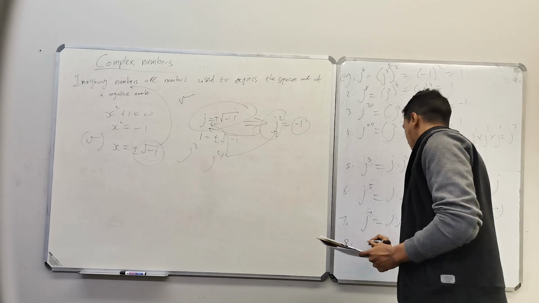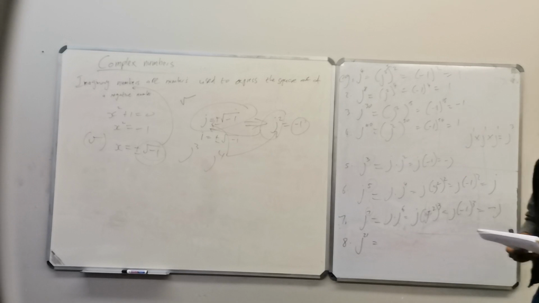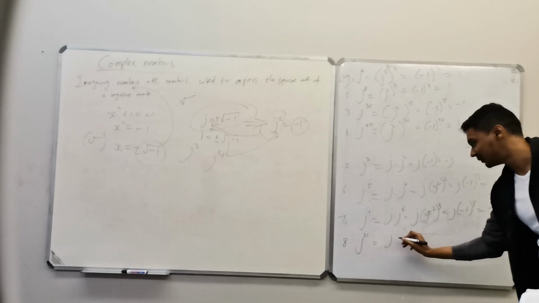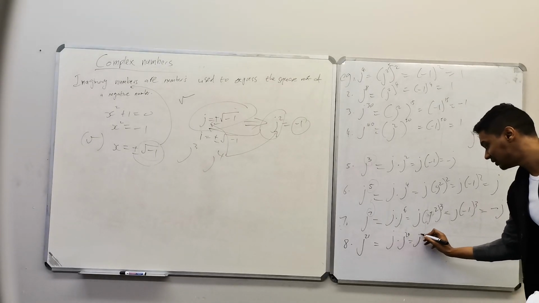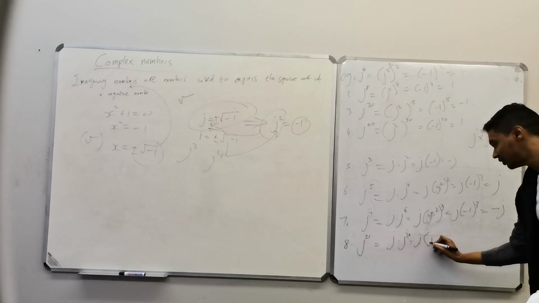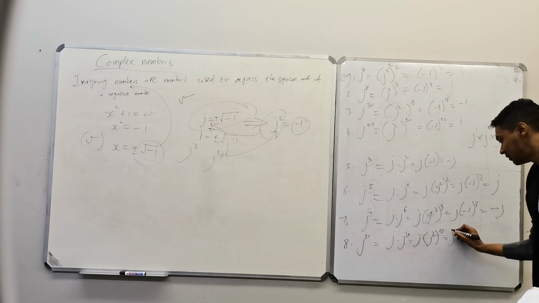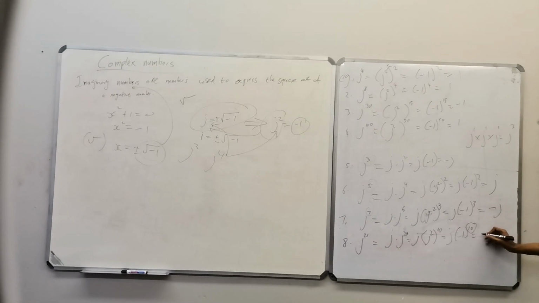Let's just do one more, just to seal it in our heads. J to the power 21. First step, take out 1 J. Leave 20. Keep the J, make it to the base 2, power 10. J squared is negative 1, to the power 10. Even power becomes positive.